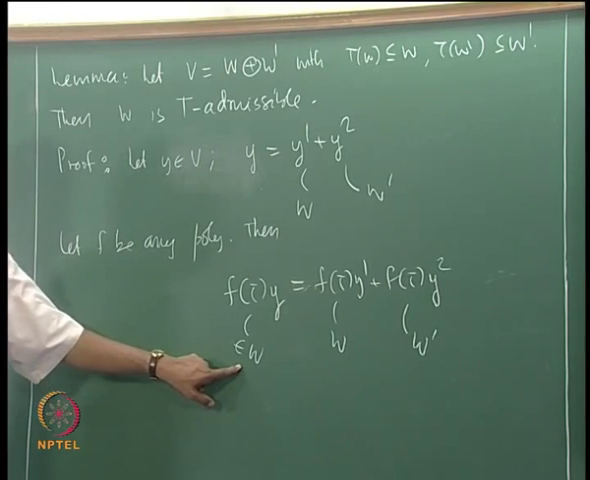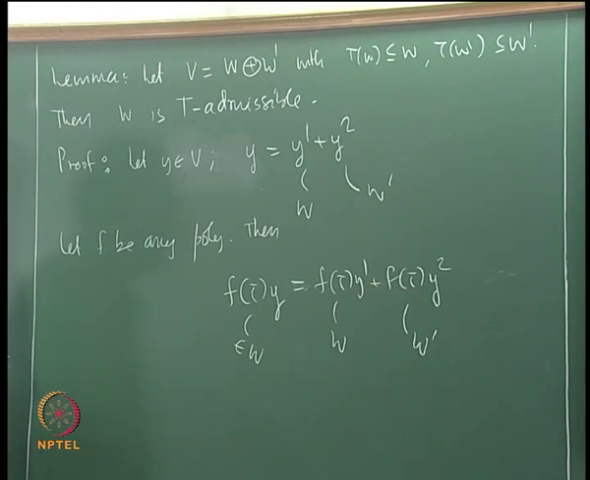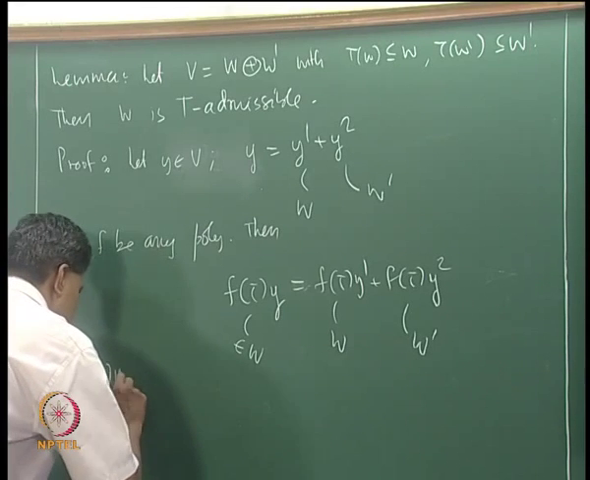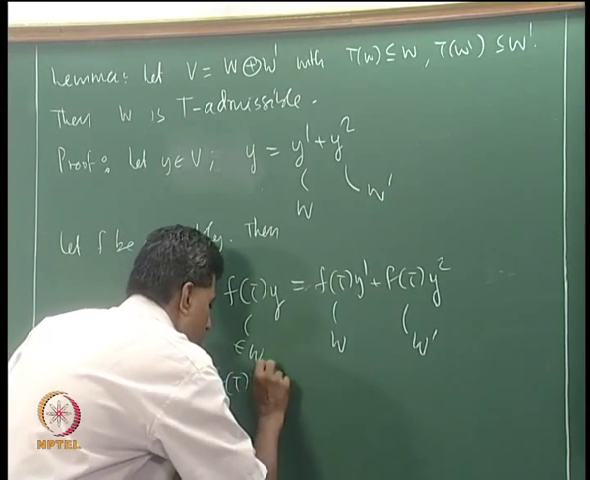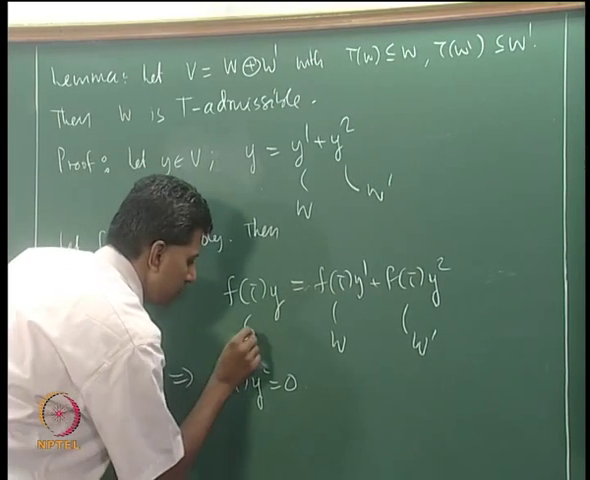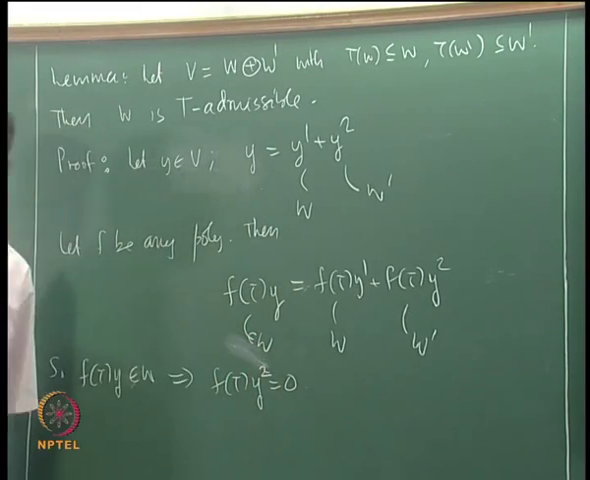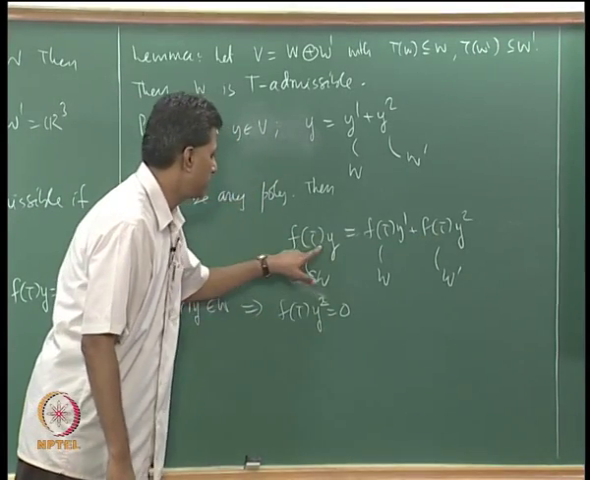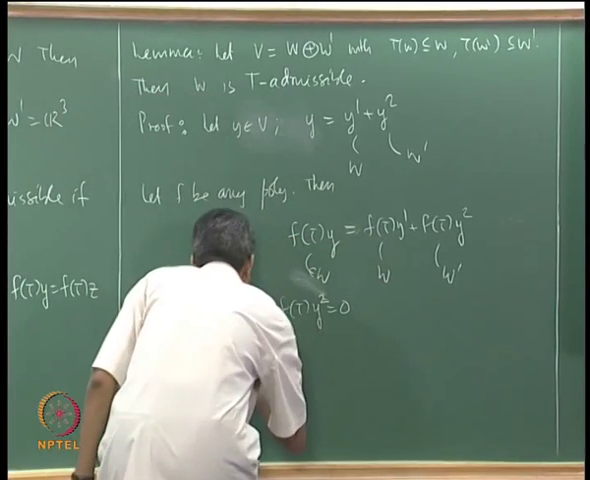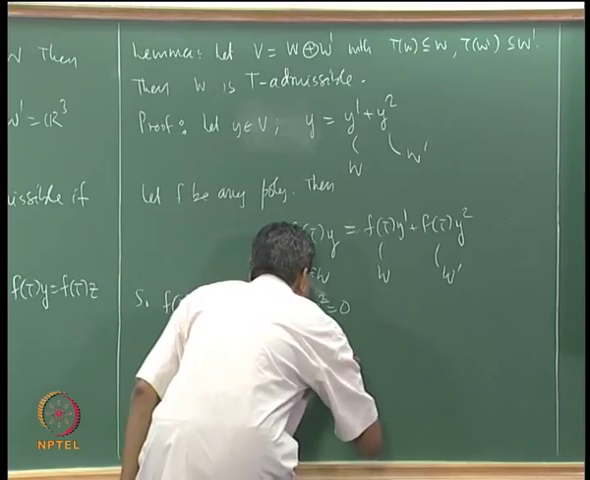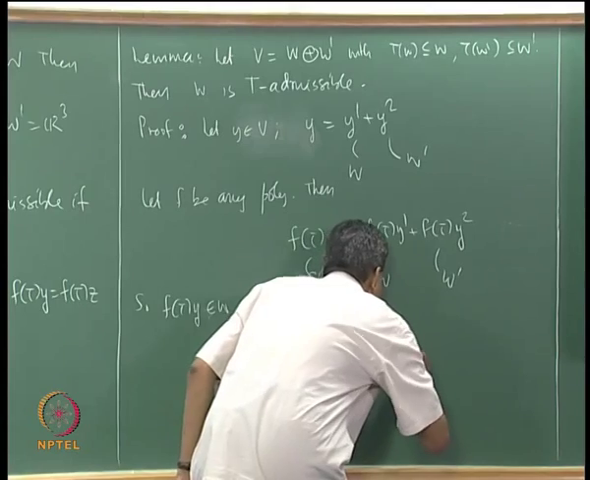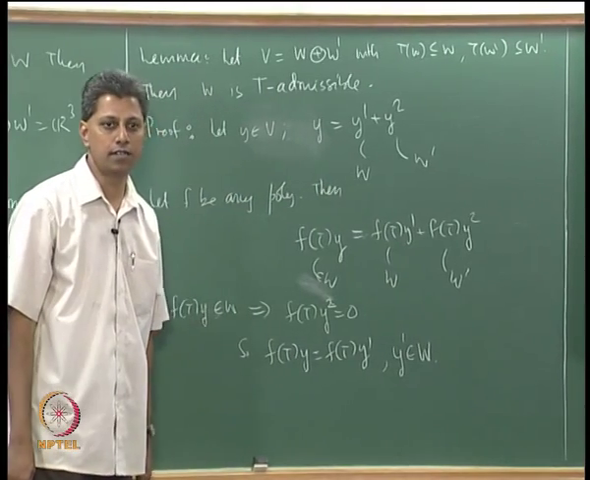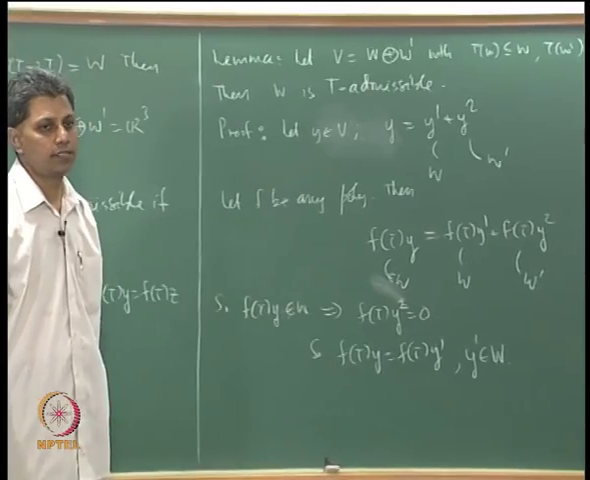If this belongs to W, then what is the consequence? This has to be 0. So Fty belongs to W. This statement will imply that Fty2 is 0. If Fty2 is 0, it means Fty is Fty1, with the extra provision for us that y1 belongs to W. This is the condition 2, the second condition.